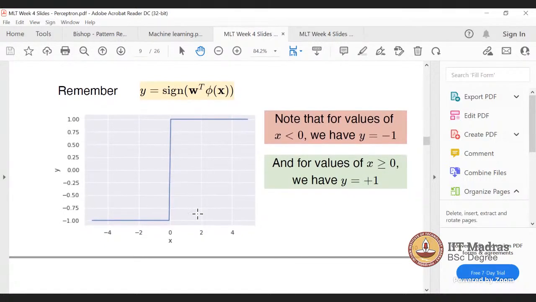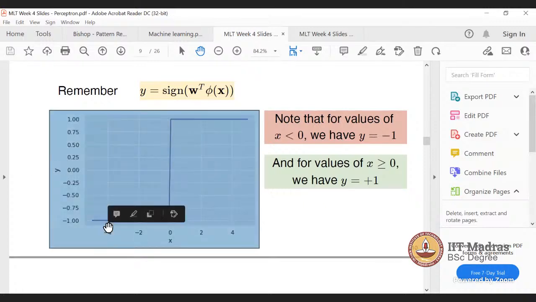This is the picture, and this is the plot for the sign function. If the input is positive, it takes the class 1, and if the input is negative, the value of the function is -1.